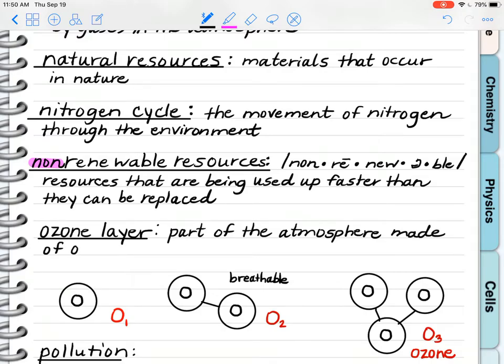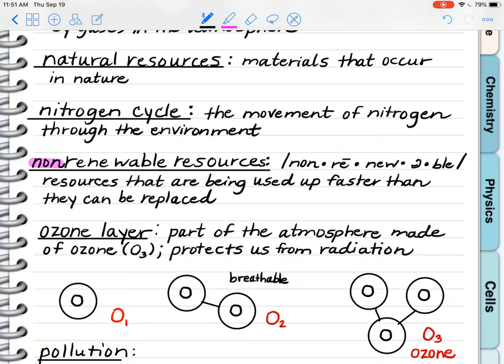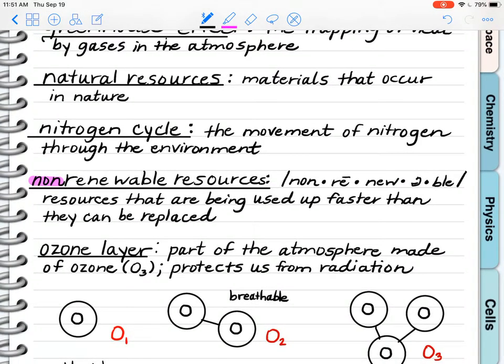And you might be thinking, well, who cares? Ozone is O3. Here's why we care. The ozone layer protects us from radiation from the sun. So it's sort of like nature's sunblock. If that ozone layer is depleted, if it goes away, then we are going to be exposed to some serious radiation from the sun that we may or may not be able to survive. So we need to protect the ozone layer.